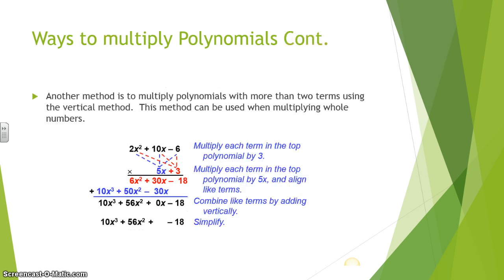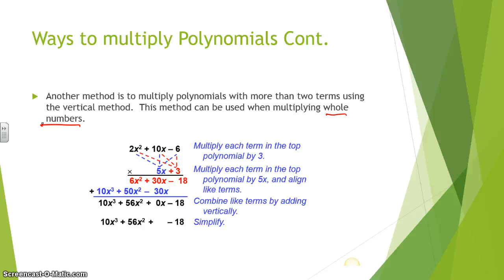Another method to multiply polynomials is by just using the standard method, the vertical method. And this method is used when multiplying whole numbers. So you can use this when multiplying whole numbers. So here we have an example of 2x squared plus 10x minus 6 times 5x plus 3.